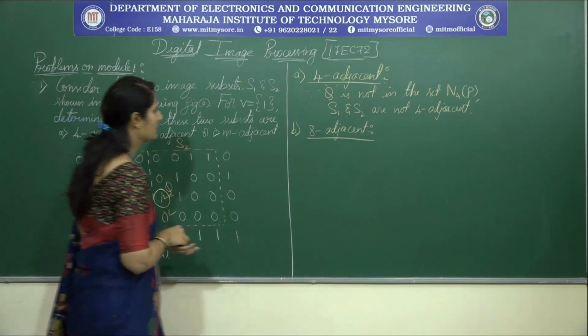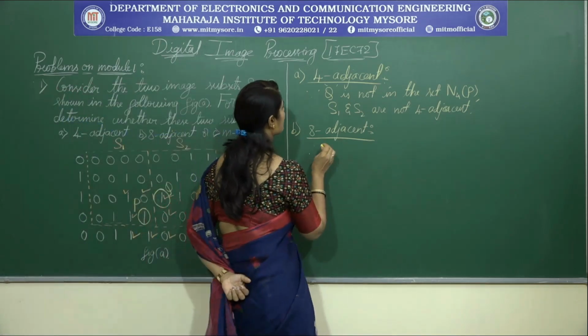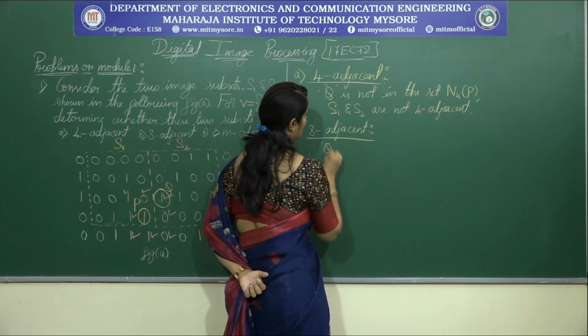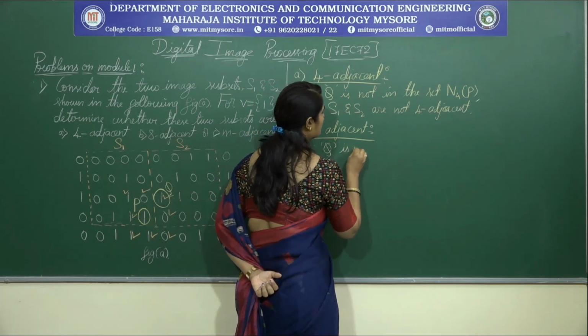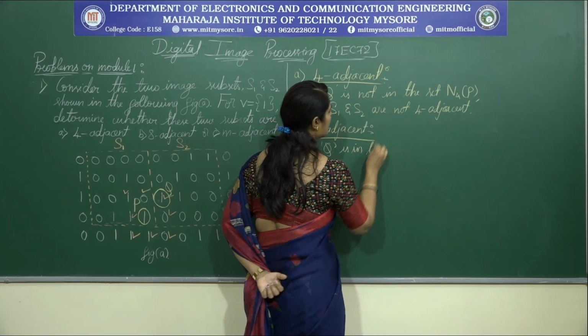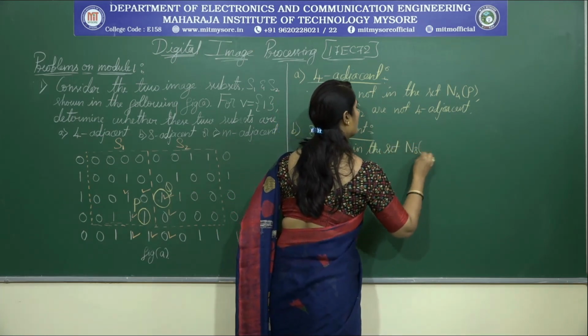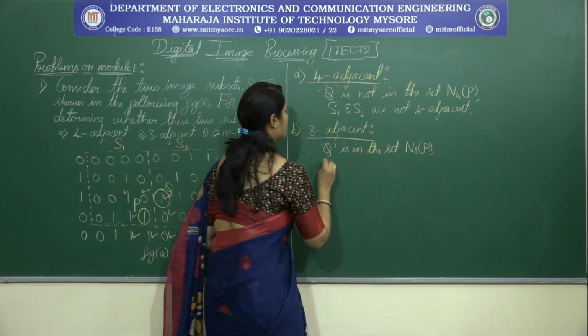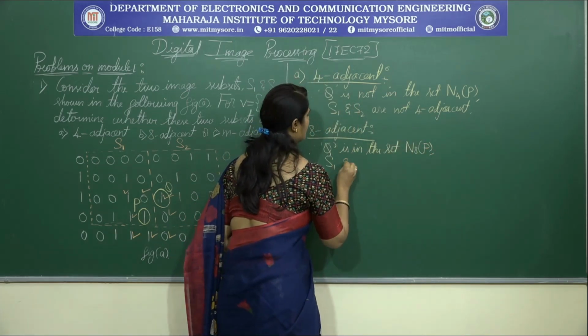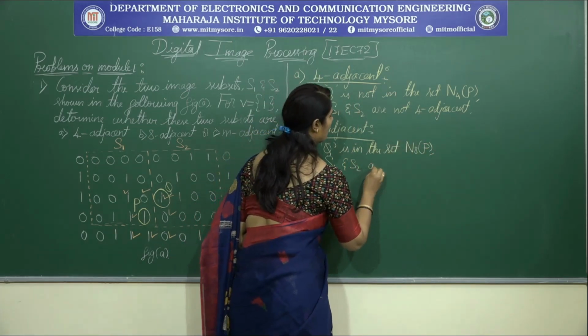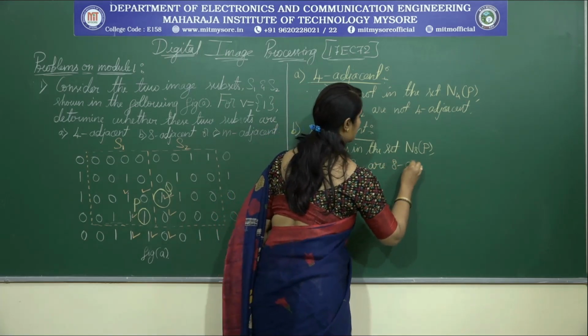Here, since Q is in the set N8 of P, we say that S1 and S2 are 8 adjacent.